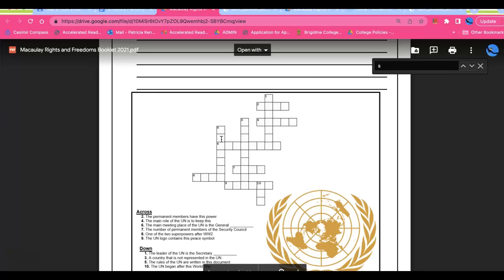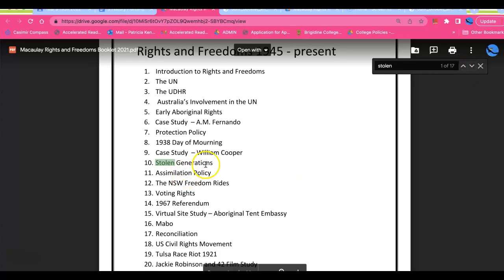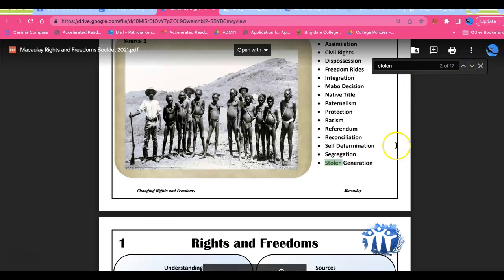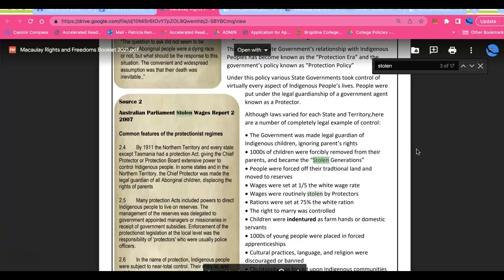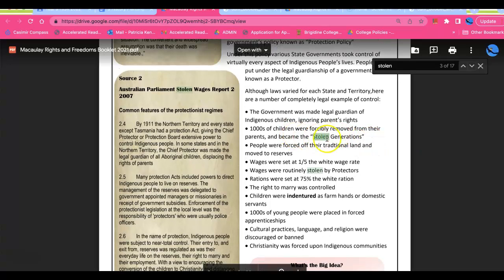let's use an example. One of the topics involves you investigating the stolen generation. What does that mean? So I've done Command F and I've got it in the search box. Find the text: stolen generations. We know that in Chapter 10 we cover stolen generations. Next arrow down. Stolen generations. Arrow down again. Thousands of children were forcibly removed from their parents and became the stolen generations.